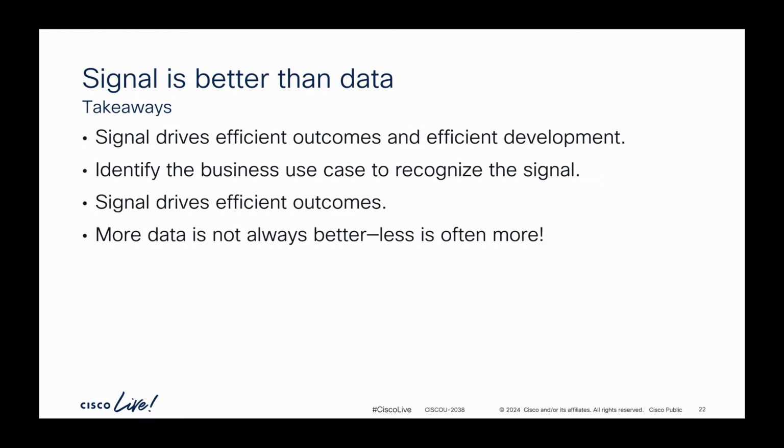So what am I saying here? Signal drives efficient outcomes, right? In order to do the signal, you really need to understand the business use case. Status is not a thing that matters in and of itself. It's because you need to know, for troubleshooting purposes, for quality of experience purposes, that it wasn't related to the incident that you had, and that it was working. And the signal is going to drive more efficient outcomes. More data is not better than less data. If it's concentrated signal, you've got a much better, efficient solution.